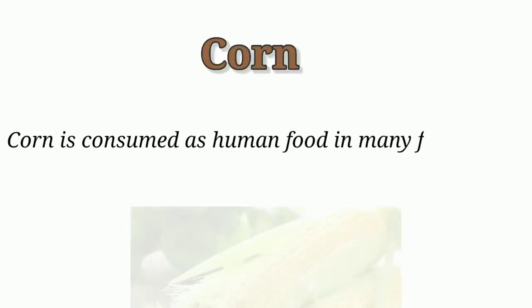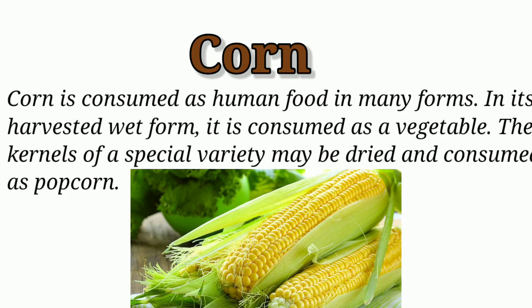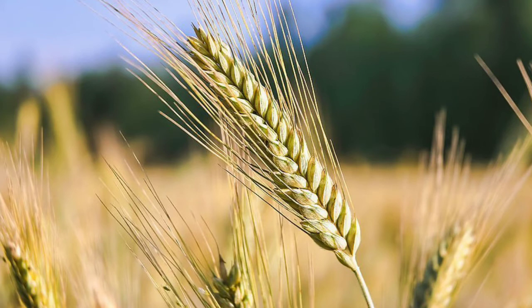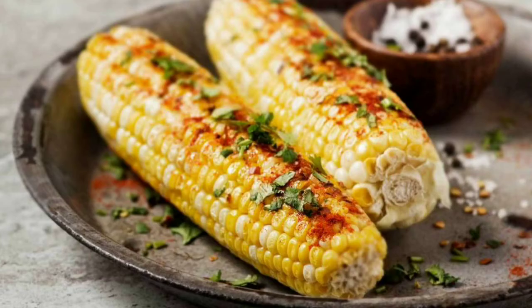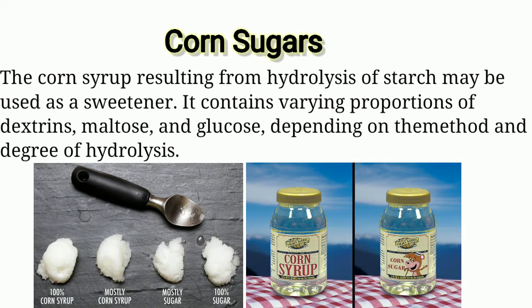Then corn. Corn is consumed as human food in many forms. In its harvested wet form, it is consumed as a vegetable. The kernel of a special variety may be dried and consumed as popcorn. Corn sugars. The corn syrup resulting from hydrolysis of starch may be used as a sweetener. It contains varying proportions of dextrose, maltose, and glucose, depending on the mode and degree of hydrolysis. More extensive hydrolysis yields a greater proportion of glucose, also known as dextrose.